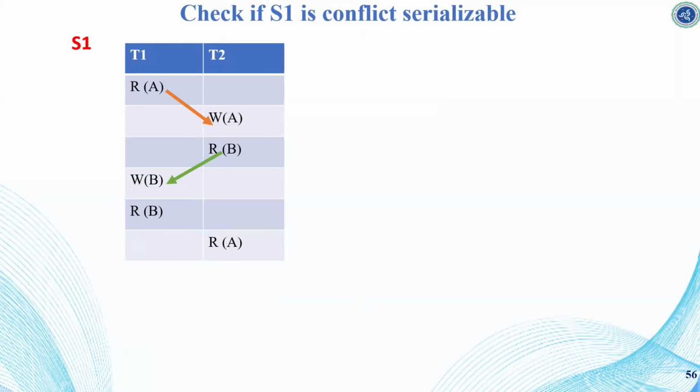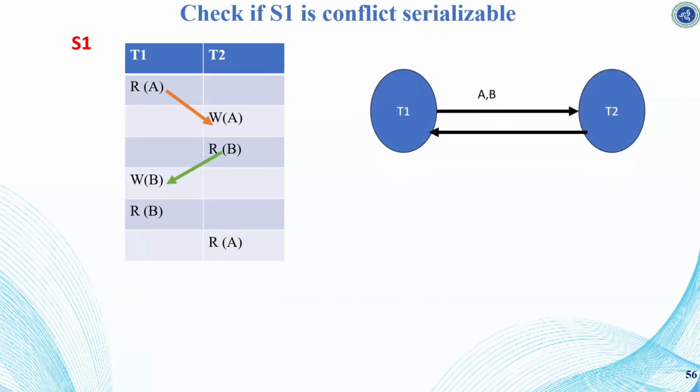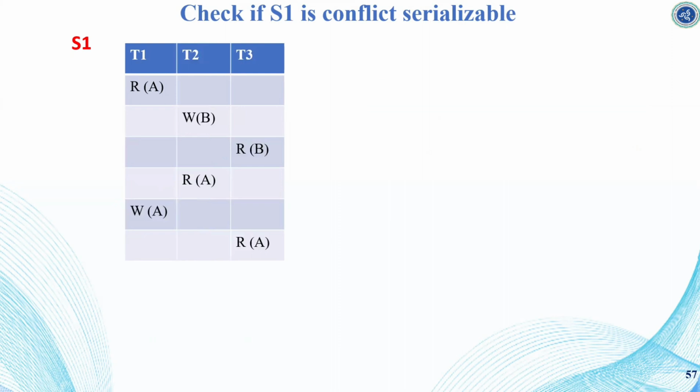So what is the case? Here the arrow mark is pointing towards T2, whereas in this one the arrow mark is pointing towards T1. So there exists a cycle: from T1 to T2 for A, and for B, from T2 to T1. This arrow mark is for B. Here there is a cycle, so it is not conflict serializable.